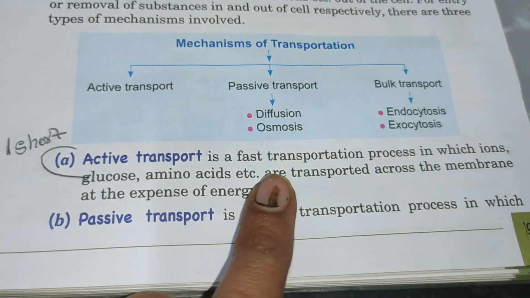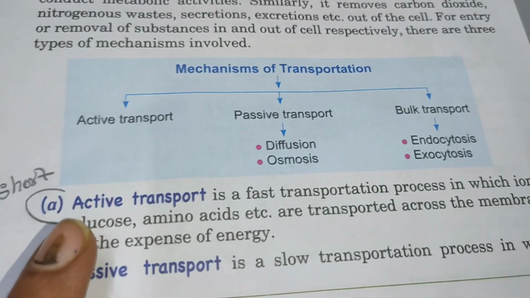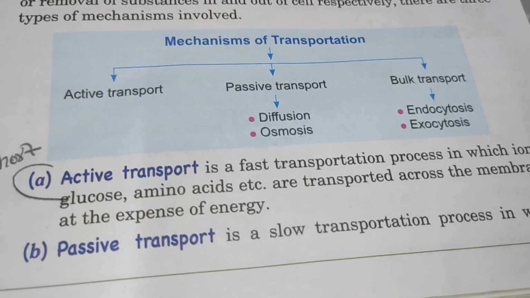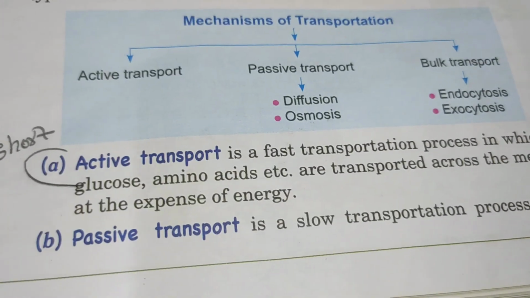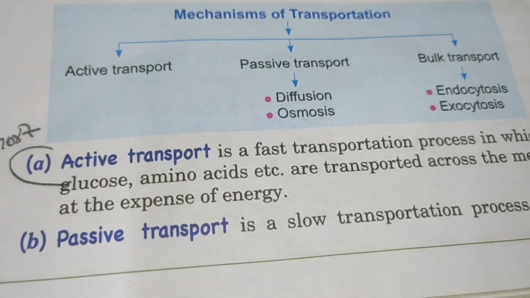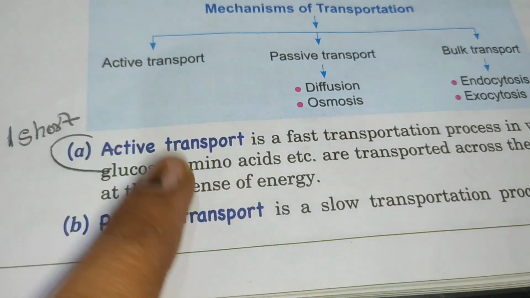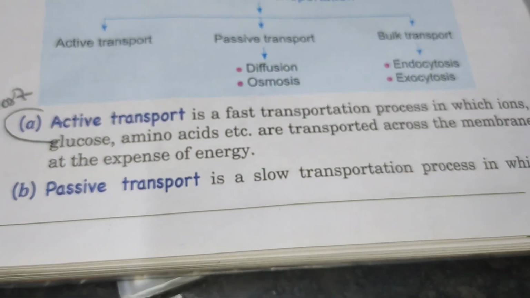It is a fast transportation process in which ions, glucose and amino acids are transported across the membrane at the expense of energy. So for active transport, you should remember, energy is consumed for transporting. Energy is needed for transporting in active transport. Because energy is getting consumed, the transportation is faster.